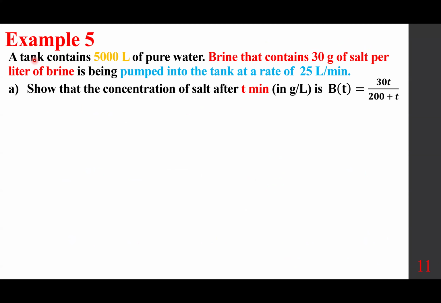A tank contains 5,000 liters of pure water. Brine that contains 30 grams of salt per liter of brine is being pumped into the tank at a rate of 25 liters per minute. Show that the concentration of salt after t minutes in grams per liter is B of t equals 30t over 200 plus t.